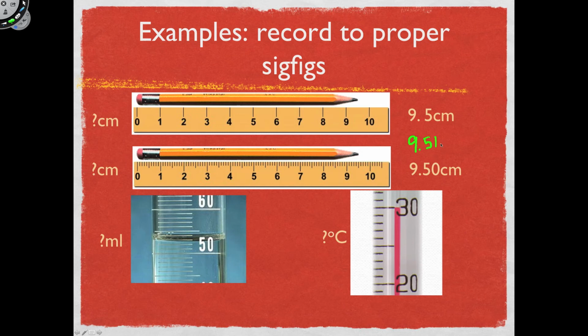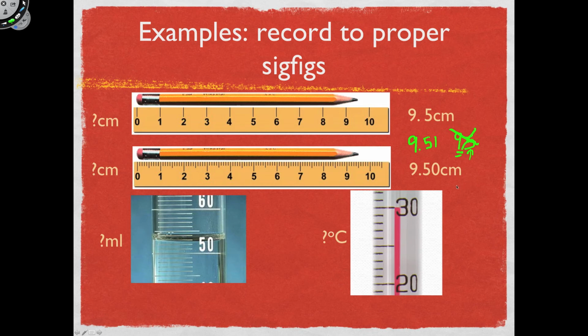But you're kind of stretching it if you're going to get past the 2 or 3 or the 4. But what if I wrote 9.5? Now what am I saying? Well, I'm saying that the 9 is my certain number and I guessed the 5. But in this measurement, did I guess the 5? No, I didn't. So that's an improper way to record this specific measurement.